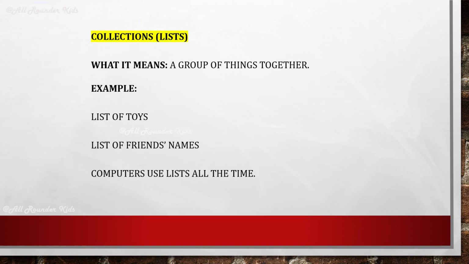Collections, lists. What it means: a group of things together. Example: list of toys, list of friends' names. Computers use lists all the time.